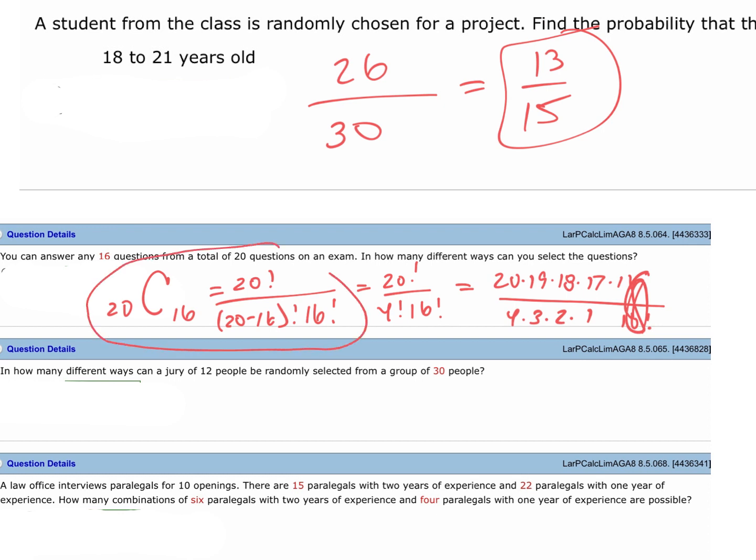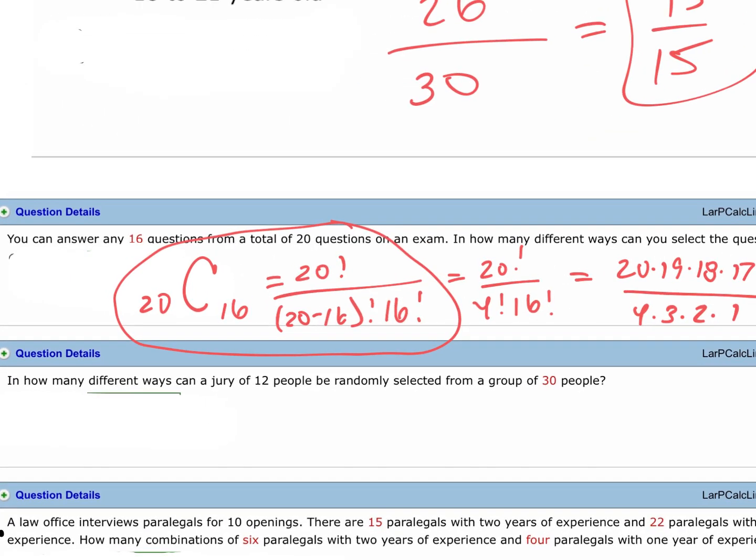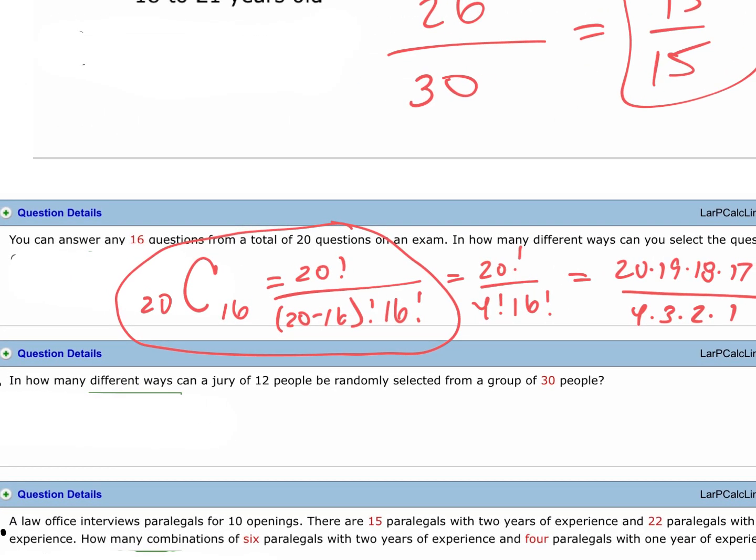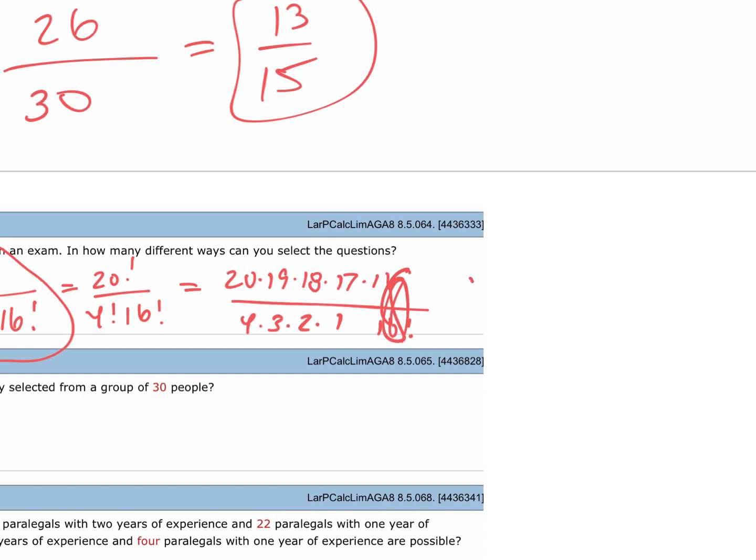But if you're going to use your calculator, I need to see this. I want you to understand which formula you're using. But your calculator will simplify this for you. And when it does, practice that. What do you guys get? 20 choose 16. 4,845. Yep, 4,845. Agreed. Good.